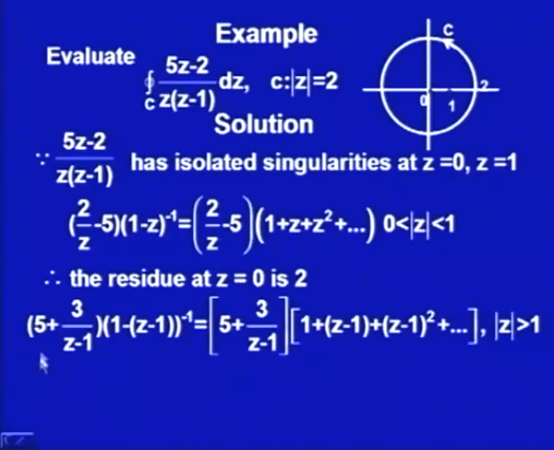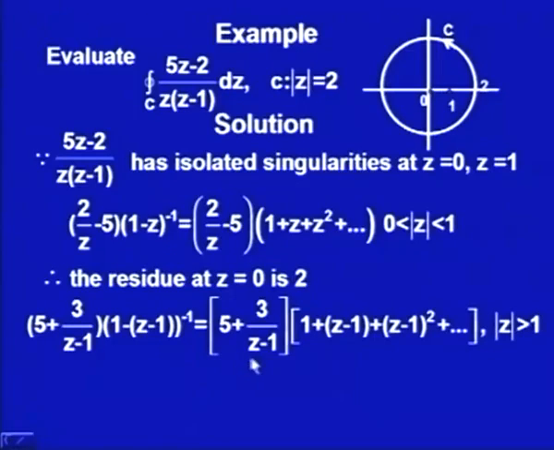So, let us just move from here, writing the Maclaurin's. The first part is as such, 5 plus 3 upon z minus 1. Then the Maclaurin's expansion for 1 minus (z minus 1) whole to the power minus 1, where z minus 1 is, let us say, y. We would get 1 plus (z minus 1) plus (z minus 1) whole square and so on, and this is valid for mod z greater than 1 and less than 2 actually. We are more interested in the singularity lying outside this one, so mod z is greater than 1.